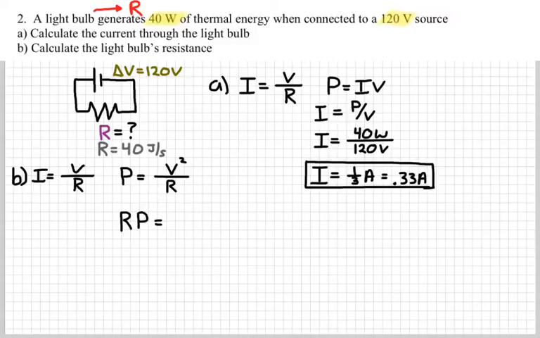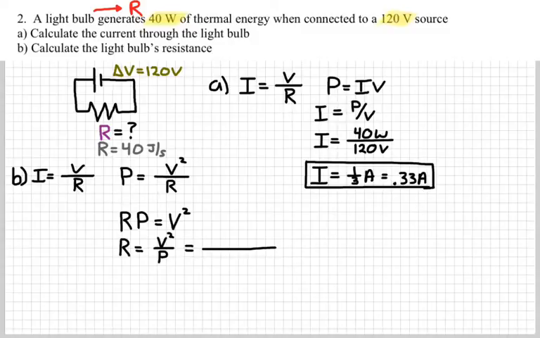So if I multiply both sides by R, now my equation would look like that. And then to isolate R, just divide both sides by P. And then we can do our substitution.